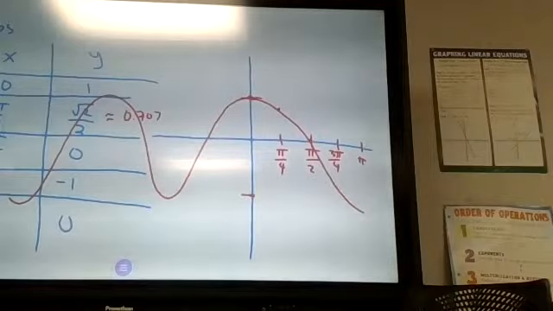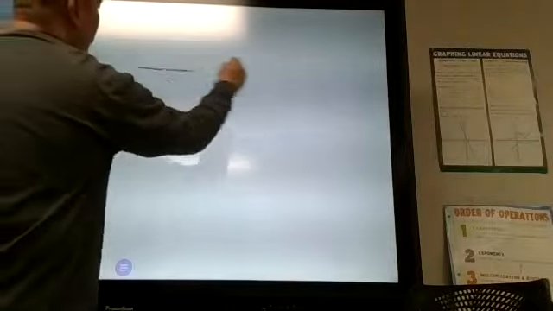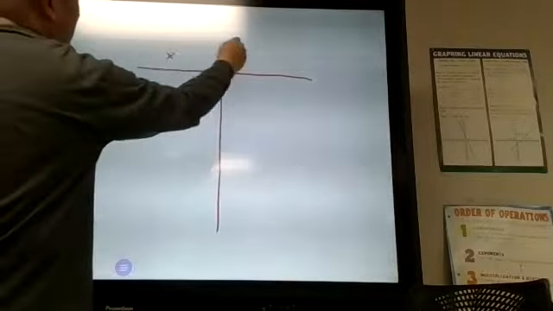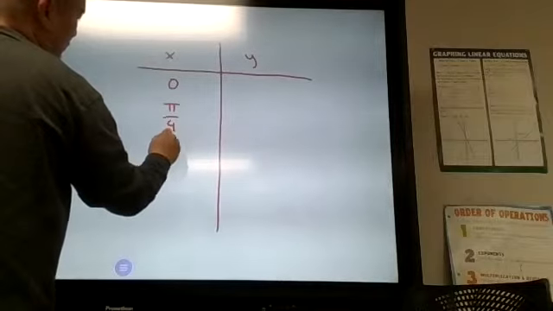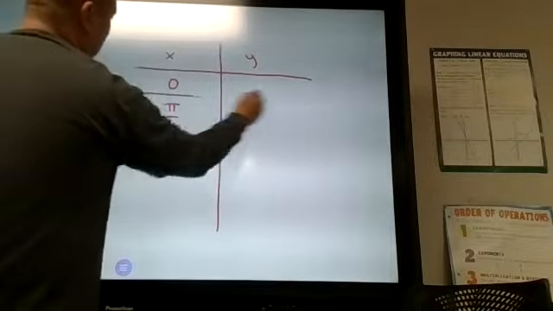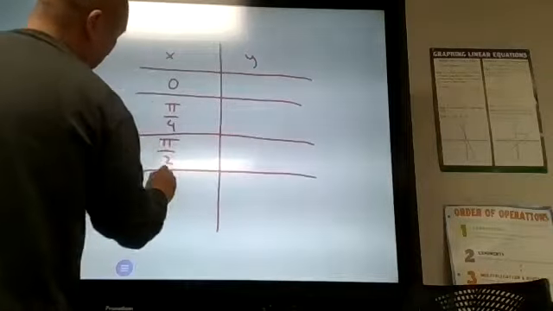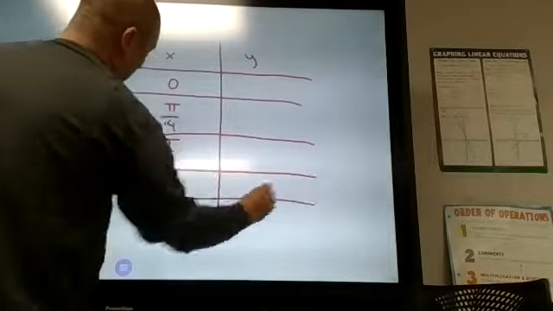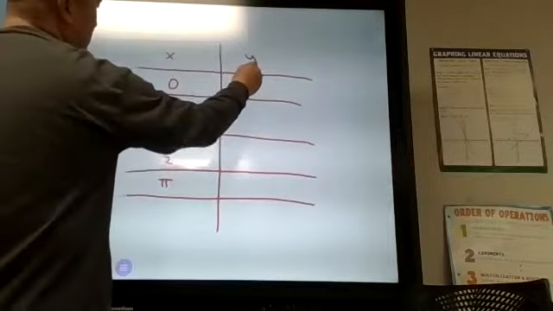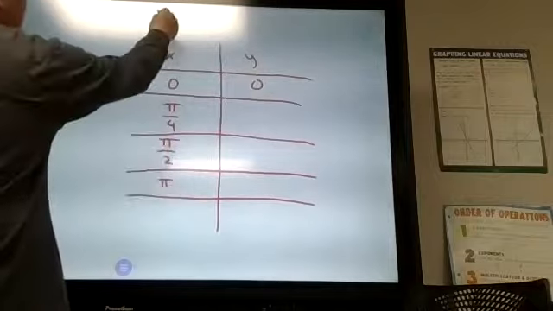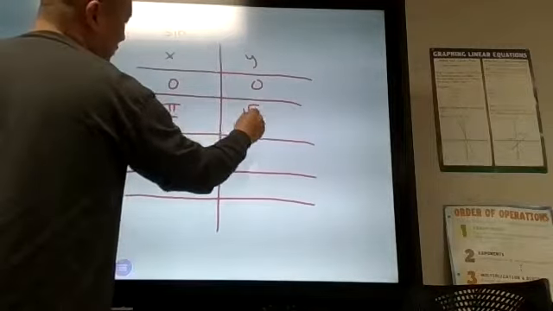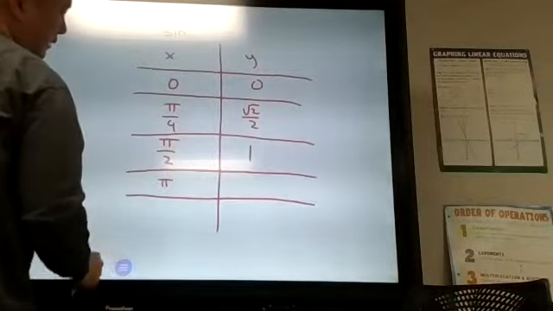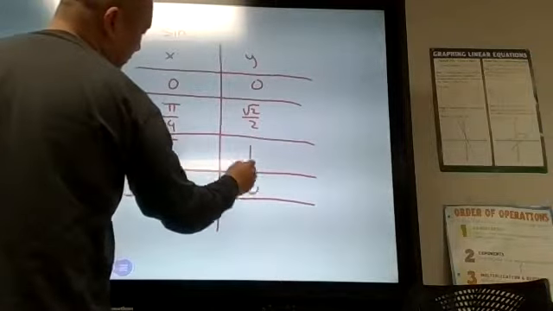Now let's do the sine. So the sine of this whole thing. Remember sine, let's do the sine of 0, pi over 4, pi over 2, what were the other ones? It was pi, okay? So the sine of 0 is also 0, right? Sine of pi over 4 is root 2 over 2. Sine of pi over 2 is 1, right? Sine of pi is 0.